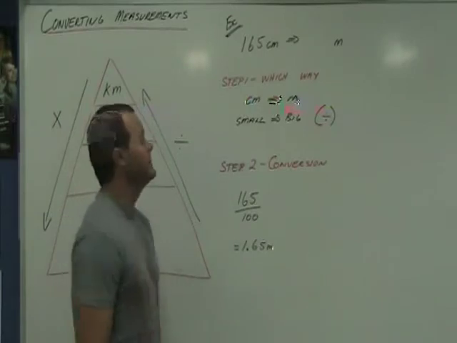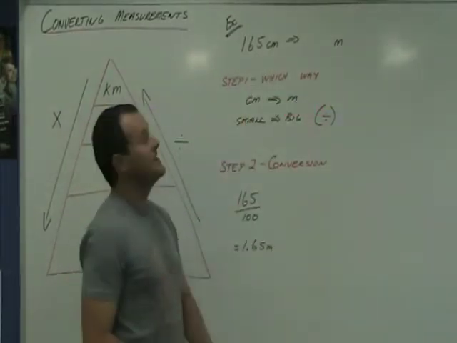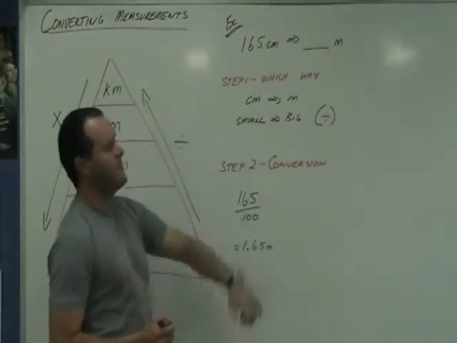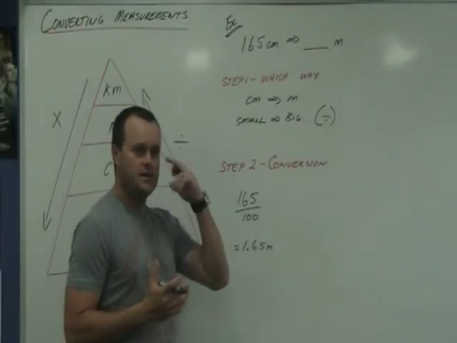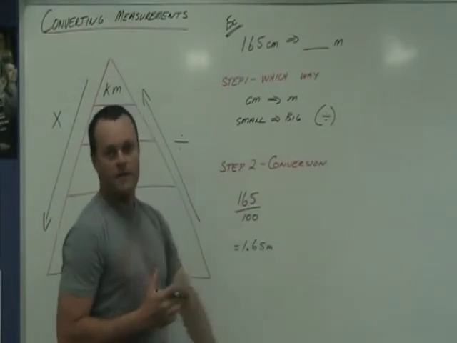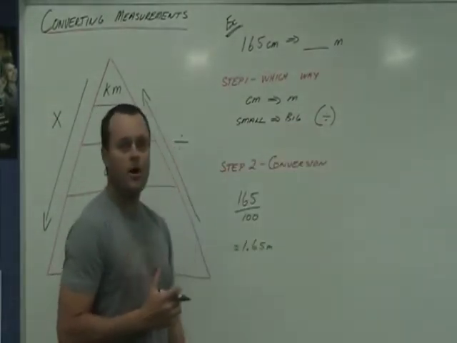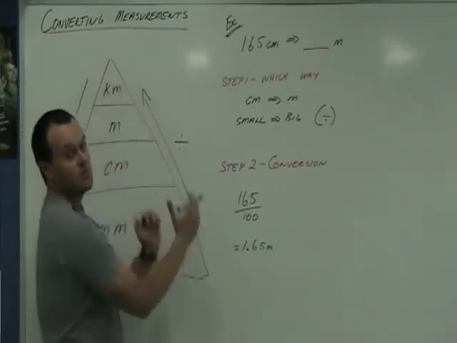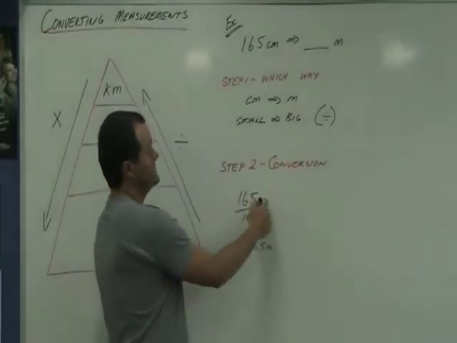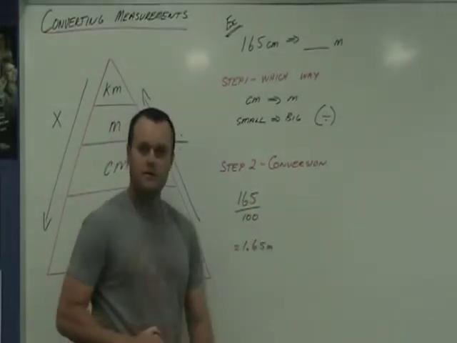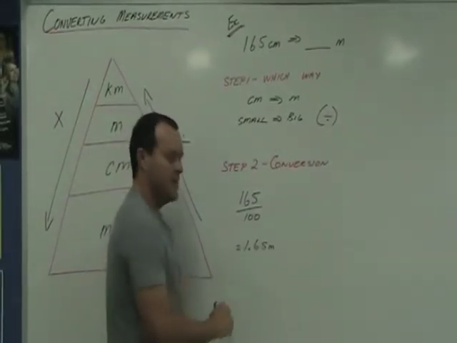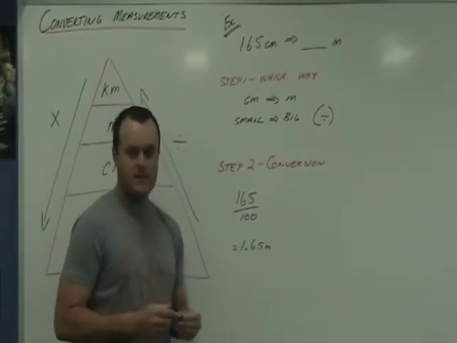Let's look at a quick example. 165 centimetres, convert that into how many metres? Nice and simple. The first step: which way are we going? This is just a thinking step. We're going from centimetres to metres, small to big. If we're going from small to big, we're going to divide because we're going to make that number smaller as we go up. Next step, let's do the conversion. We know there are 100 centimetres in a metre, so we divide by 100 and we get 1.65 metres. Nice and easy.